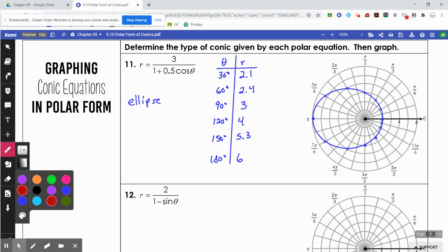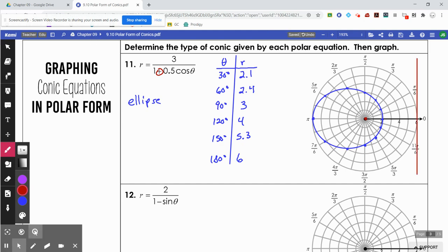If you were to find the pole, since it's 1 plus cosine, you have a directrix located to the right of the pole. And if you did the math here, that directrix would be located at x equals 6, which is right there. So now what we've got going on is this 0.5 is a ratio. The ratio of D1 to D2 is going to be 0.5, or a 1 to 2 ratio.